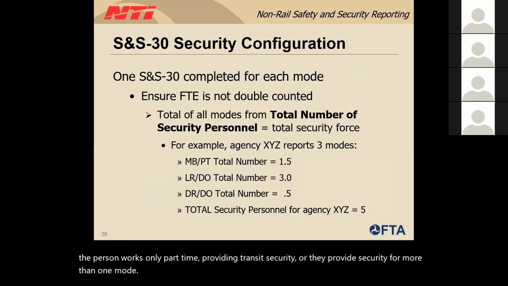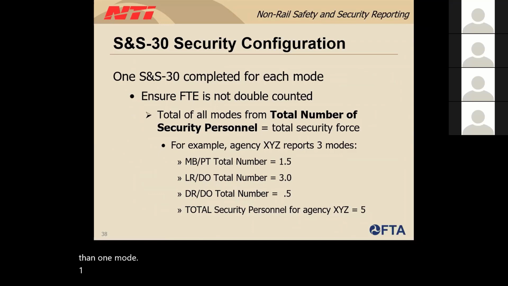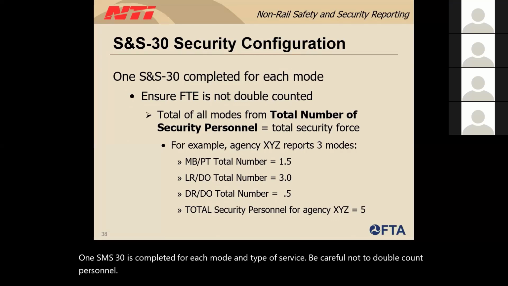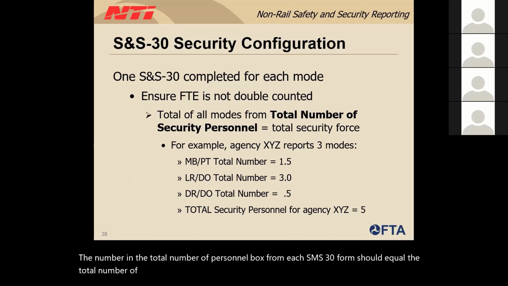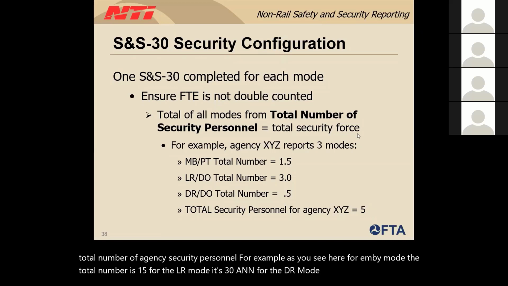One SNS 30 is completed for each mode and type of service. Be careful not to double count personnel. The number in the total number of personnel box from each SNS 30 form should equal the total number of agency security personnel. For example, as you see here, for MB mode, the total number is 1.5. For the LR mode, it's 3.0, and for the DR mode, it's 0.5. So this means that the total security force the agency has would be 5 full-time equivalents.